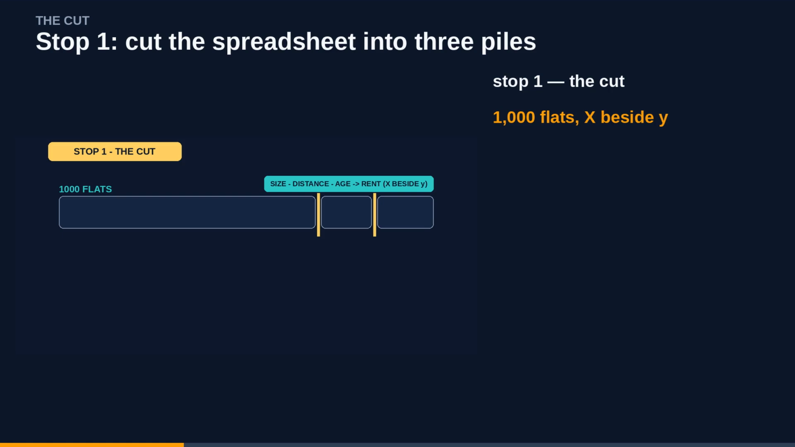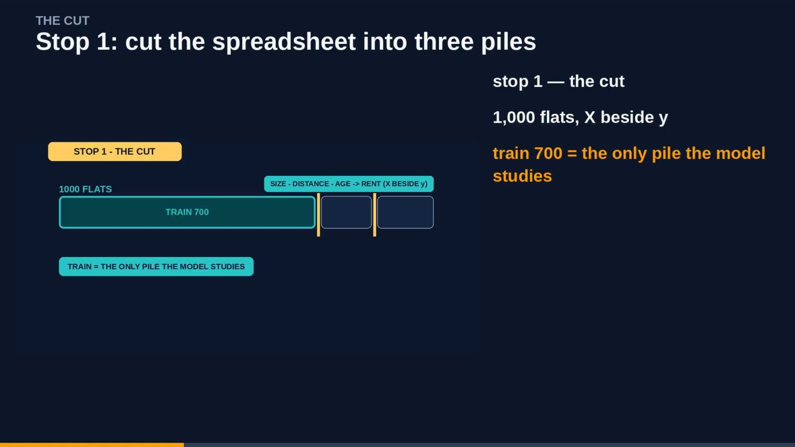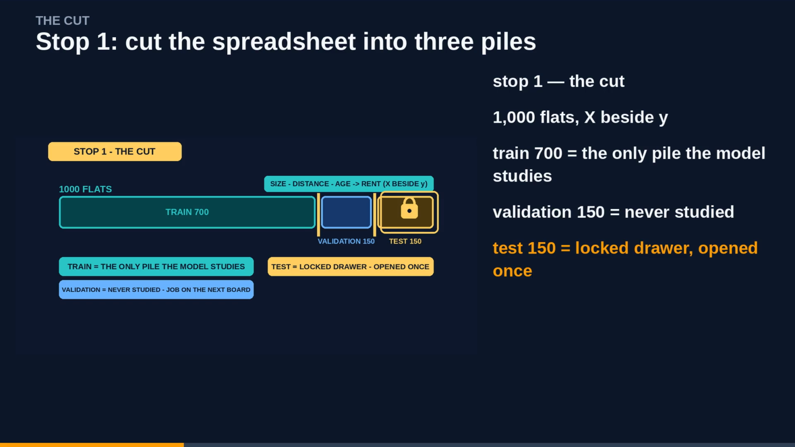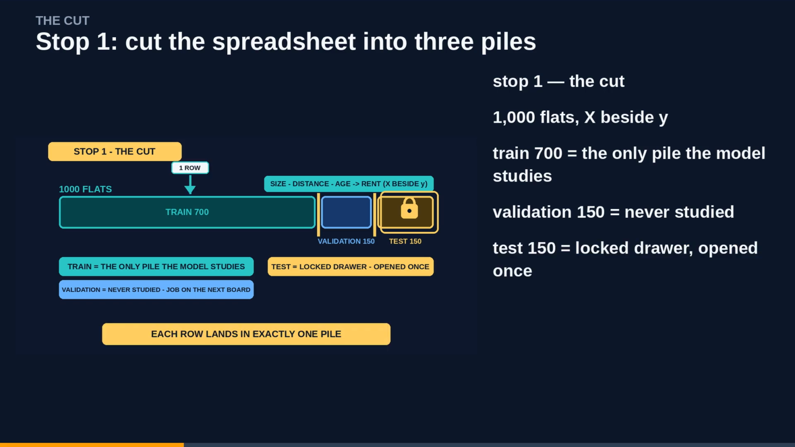700 rows become the training set, the only pile the model studies. 150 become the validation set, a pile the model never studies, its job arrives on the next board. And the last 150 become the test set, locked in a drawer at the back of the room. That locked drawer opens exactly once at the very end. And no row is ever allowed to sit in 2 piles. Every row lands in exactly 1 pile.